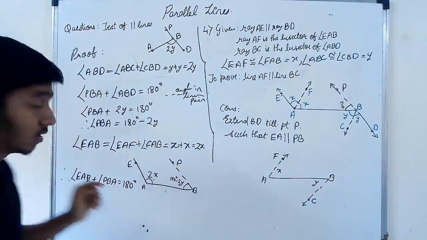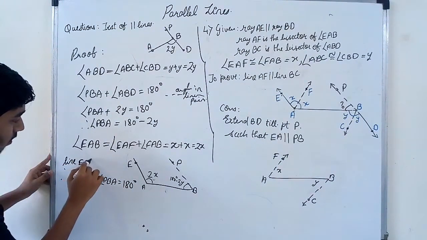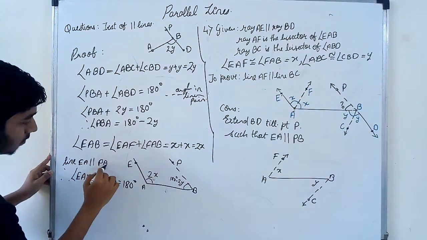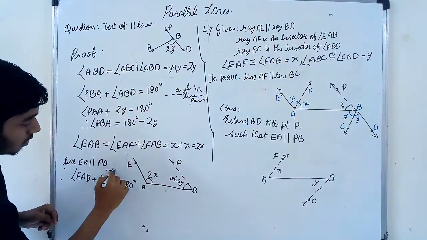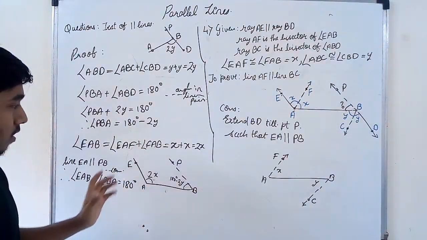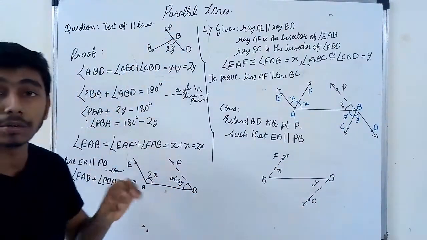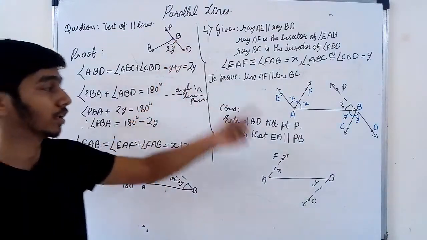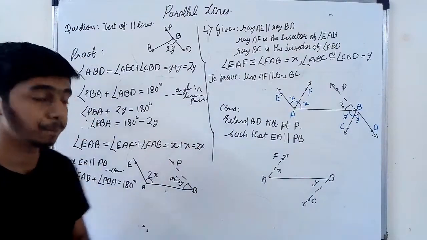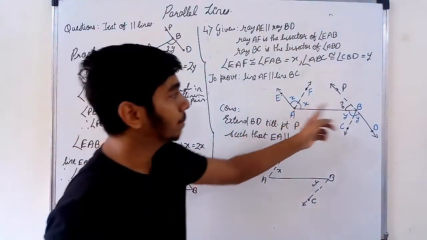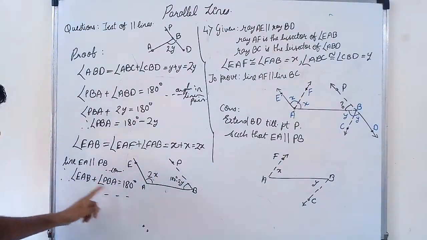Because line EA is parallel to PB. That's the construction that we have done. So you can write the reason here, construction. You don't need to draw these free body diagrams, but for your understanding, I'm showing it. If you want, you can do this in your rough work. Therefore, EAB is given as 2x. First of all, write the reason for this also.